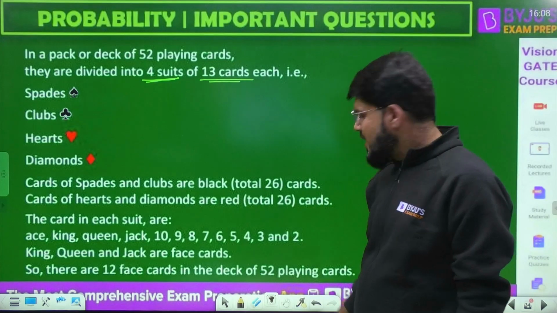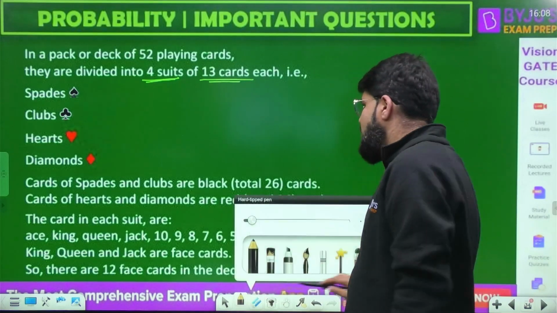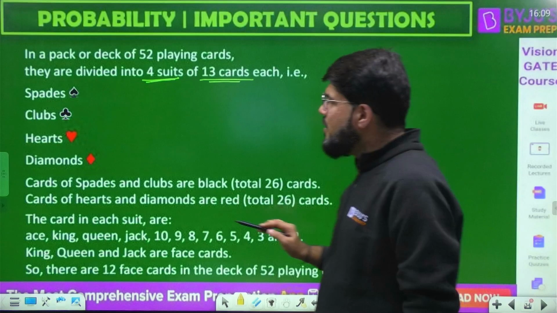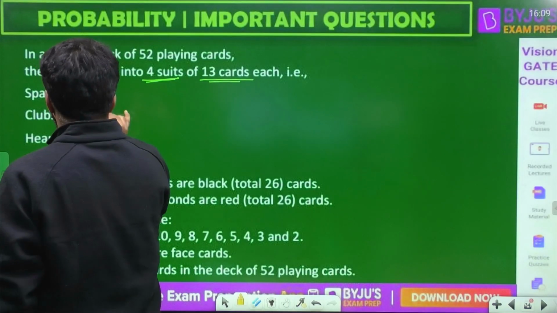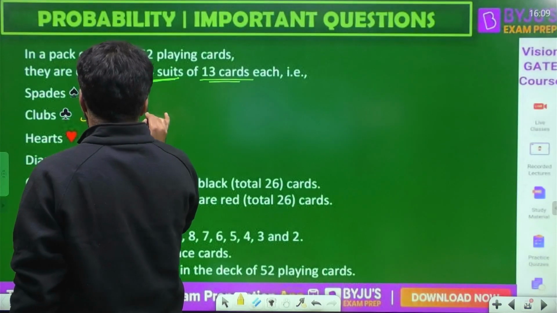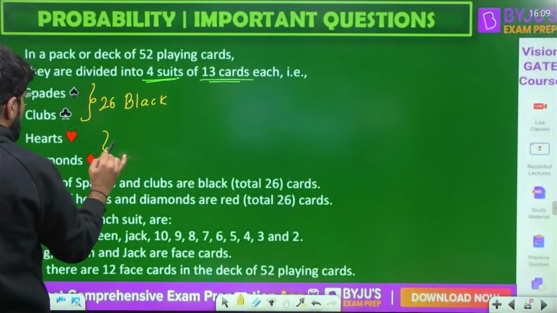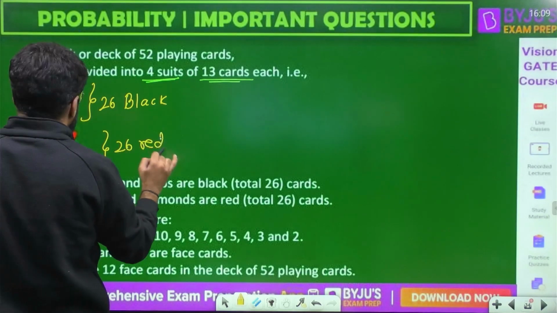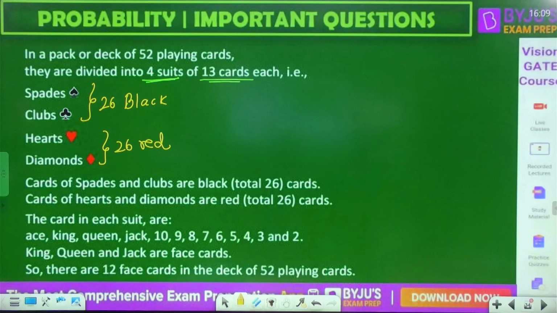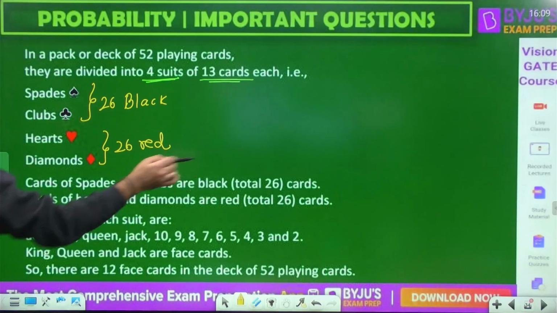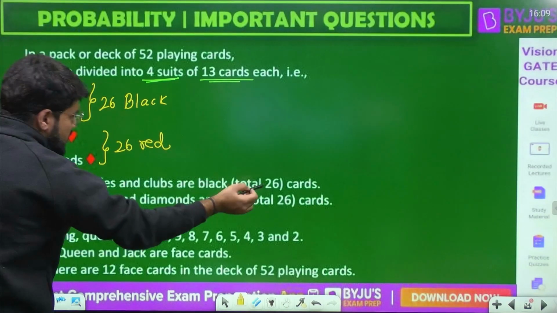So spades and clubs are black in color, and hearts and diamonds are red in color. So you have a total of 26 black cards and a total of 26 red cards. Keep this in mind. The spades and clubs are black, total 26 black. Hearts and diamonds are red, so total 26 red.